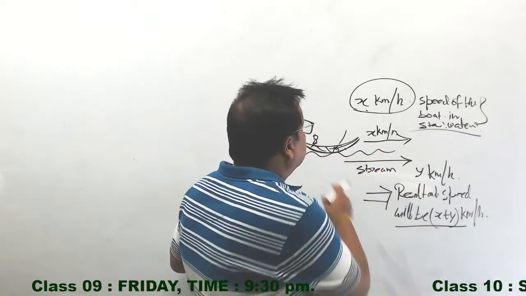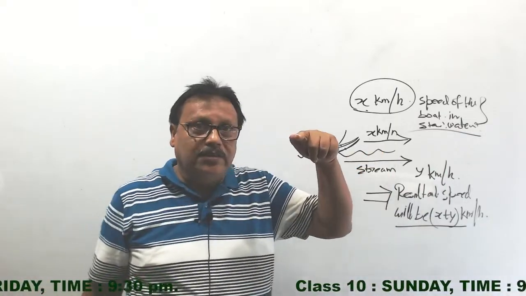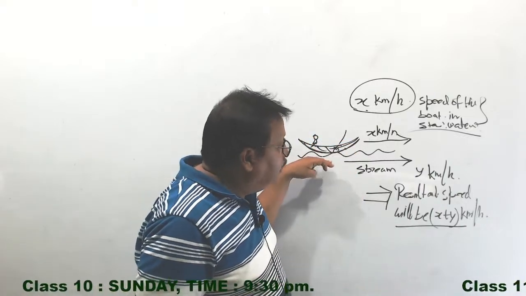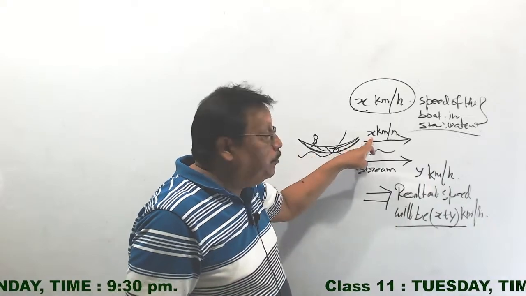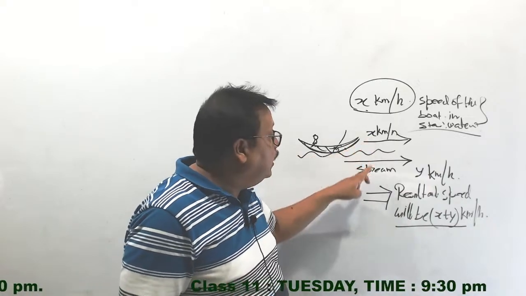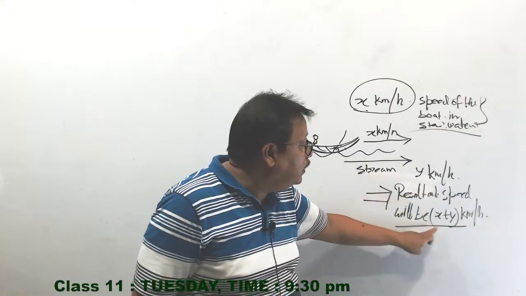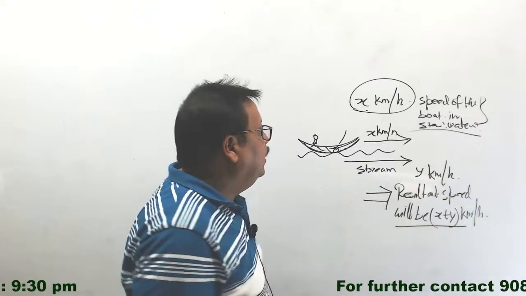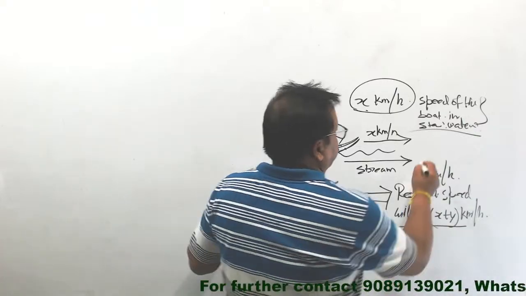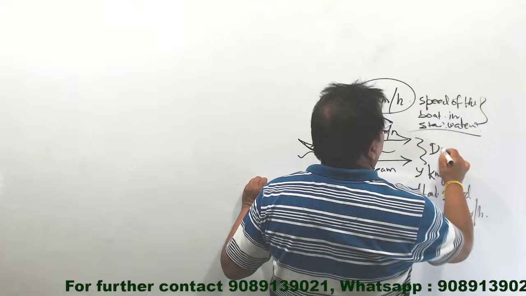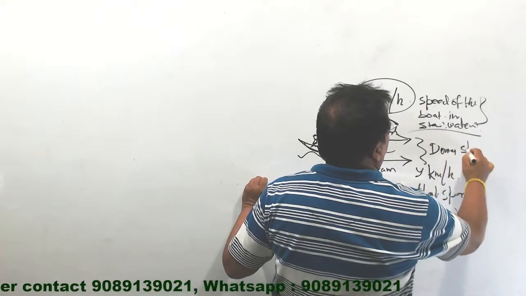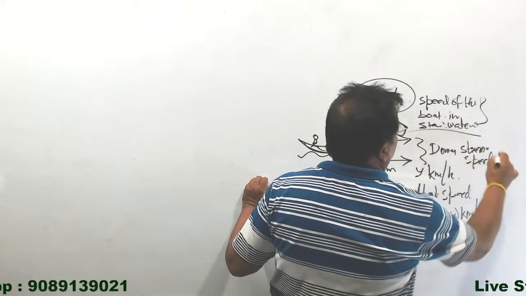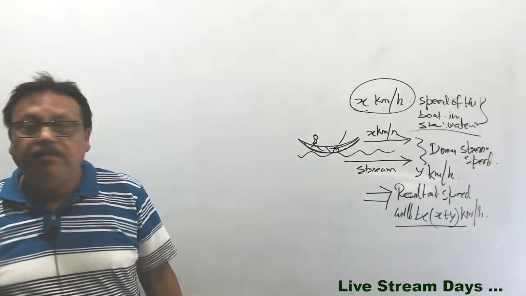Understood? Of course, the speed of the boat will increase, because the river's y kilometer per hour helps the boat's x kilometer per hour. Help means plus here. This way you will remember. It is called downstream speed.